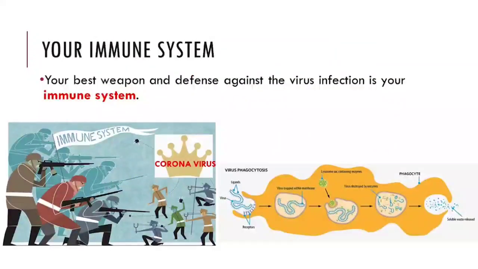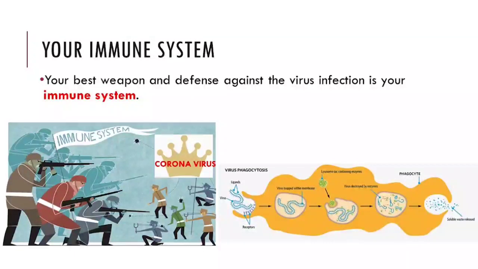Our immune system is the weapon to prevent and defend against virus infection. So we have a good army in our body. And one function of the immune system, or one way your immune system can destroy the virus, is phagocytosis.